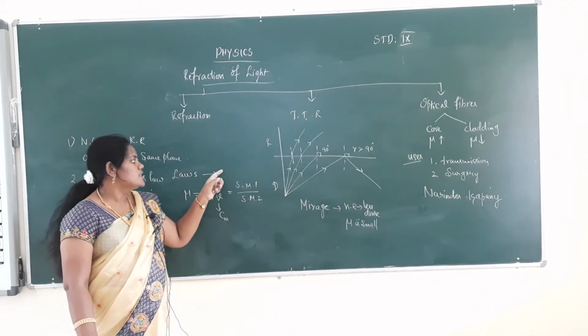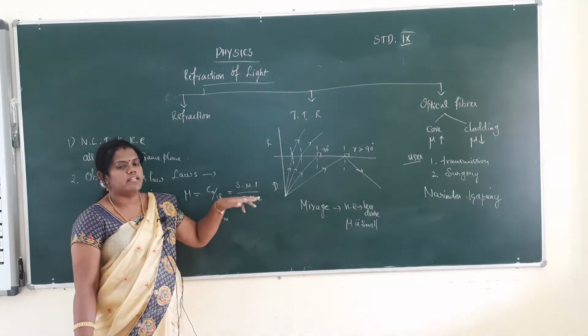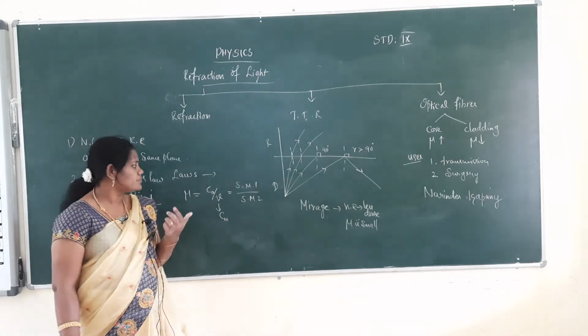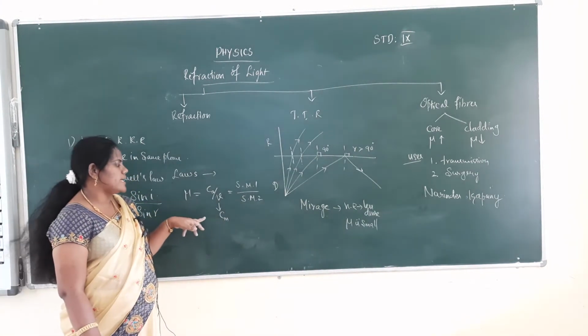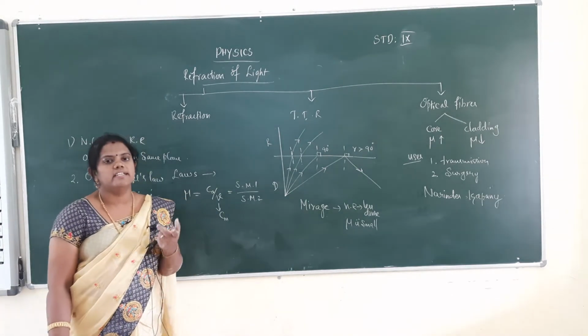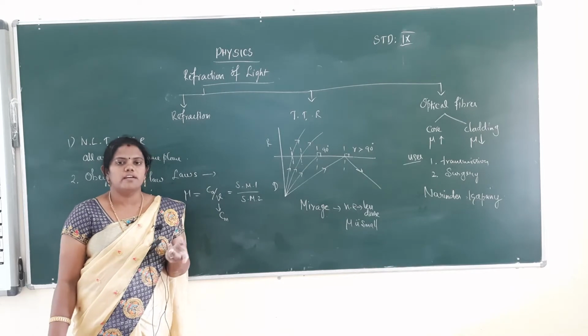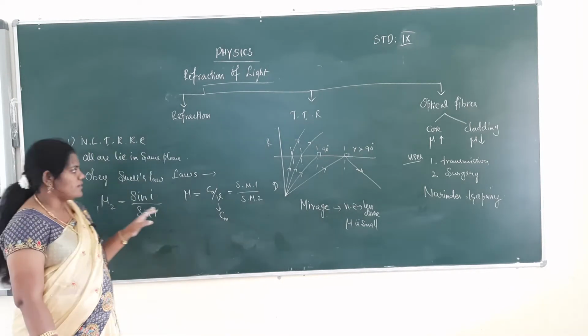Another formula: the speed of light in one medium to the speed of light in another medium. So the refractive index is nothing but the speed of light in air to the speed of light in the medium, and the speed of light in one medium to the speed of light in another medium. So that is called refractive index.